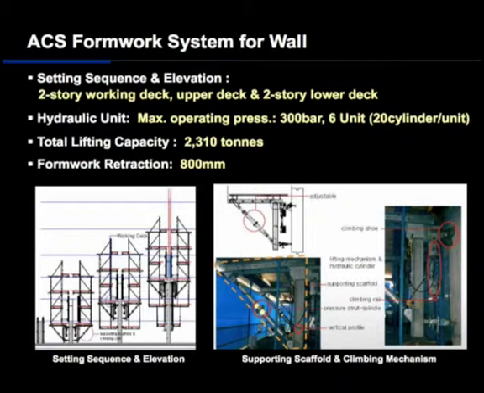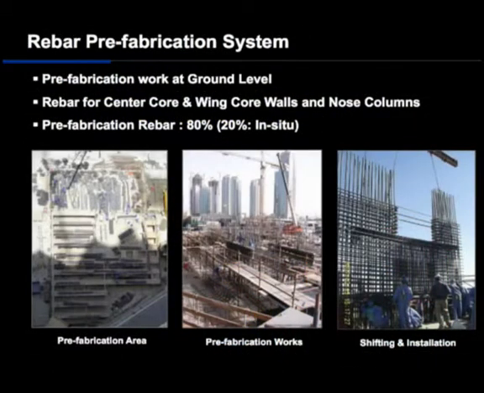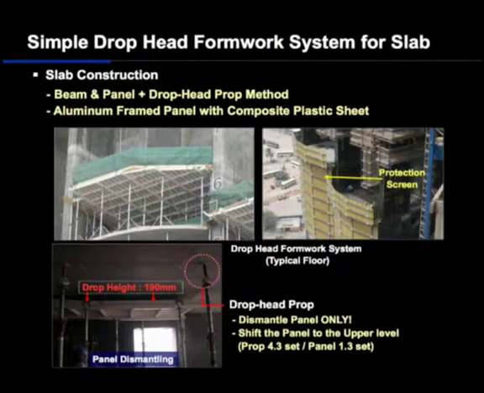This is the section of the automatic climbing form system. I will skip details. And we allocate the rebar prefabrication area next to the tower. This picture shows the prefabricated and pre-assembled cages. And this is the drop head formwork system for the slab, and also to provide a safe working area, we install the protection screen.